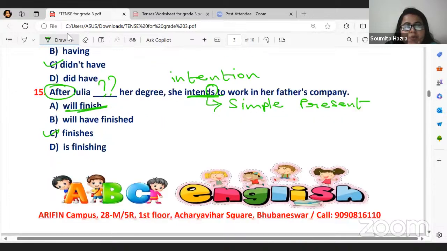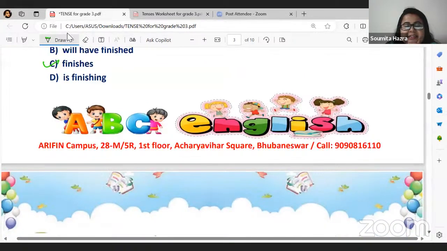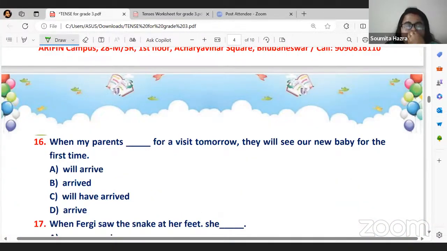Okay, let's come to question number 16. When my parents dash for a visit tomorrow, they will see our new baby for the first time. Number 16.